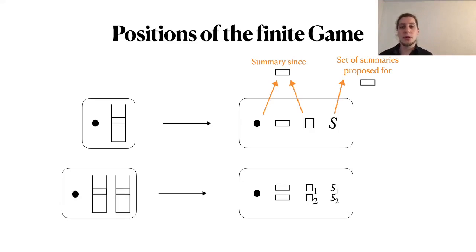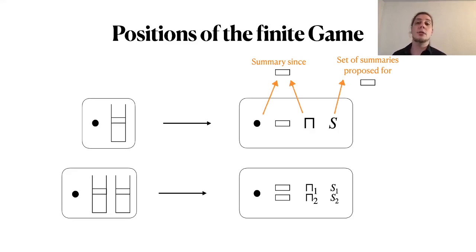Now for the multi-pushdown system, we want to do exactly the same. So we store for each stack the top of stack symbol, we store for each stack the summary since we pushed the symbol, and we store for each stack the set of summaries that were proposed for that symbol. And then the finite game is pretty much the same. We check against a summary when we run into a pop, and when we run into a push, Eve will suggest a new set of summaries.